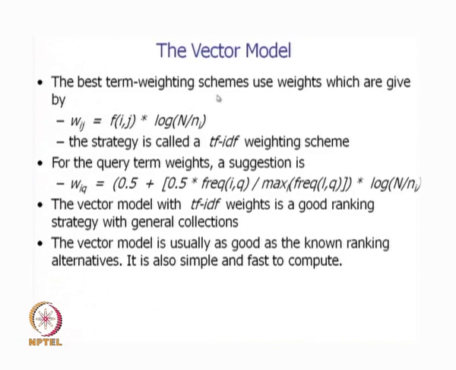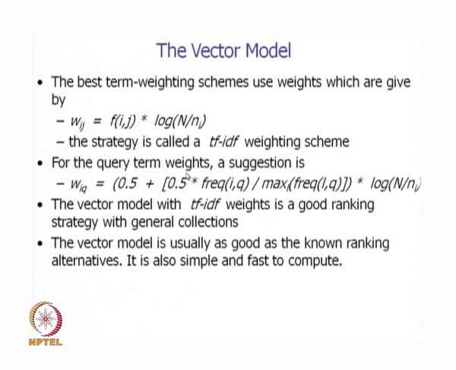The best term weighting schemes use weights which are given by w_ij equal to term frequency into inverse document frequency, f_ij into log N by n_i. This strategy is called the TF-IDF weighting scheme.